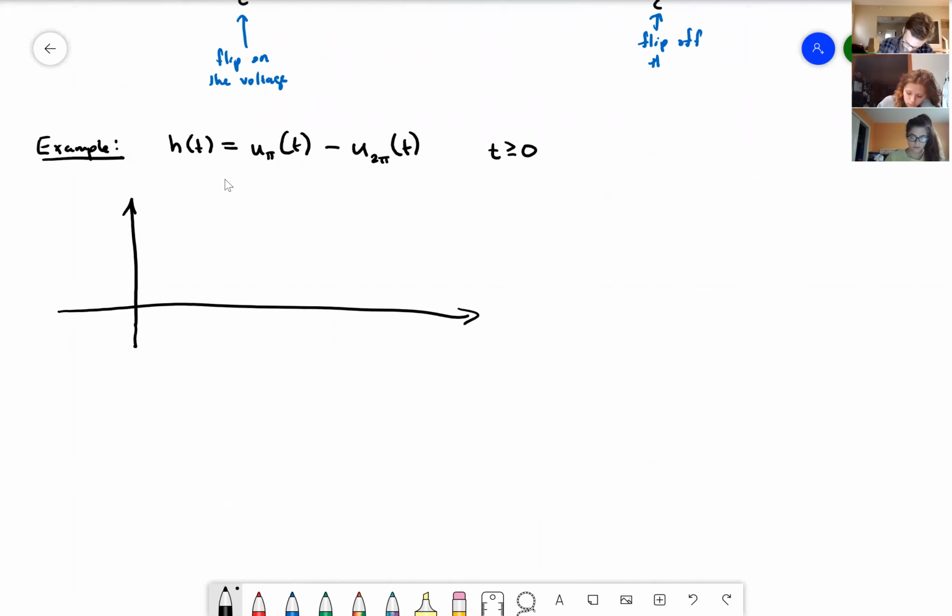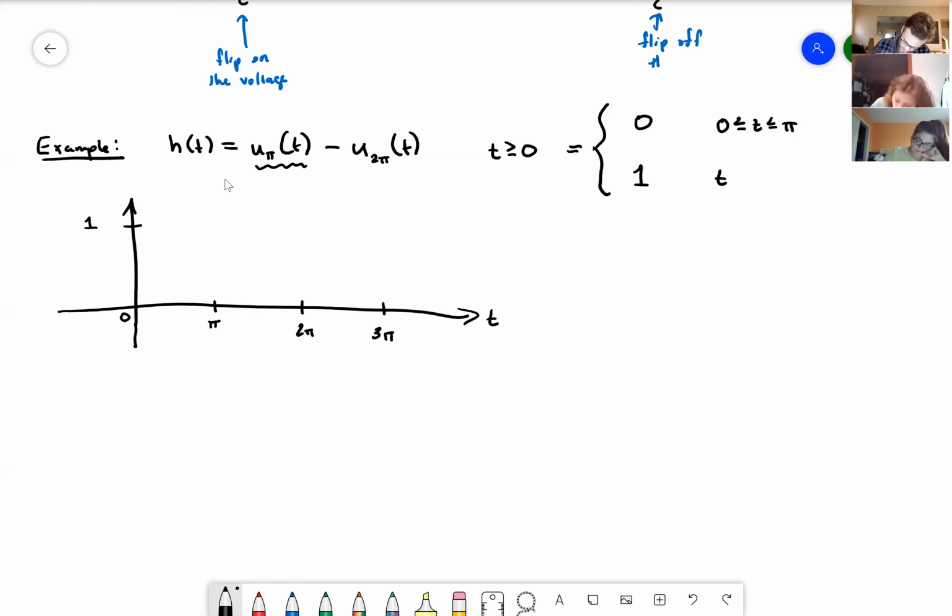So if this is t, let's say we have 0, pi, 2 pi, 3 pi, and here is 1. What does this function look like? Or let's try to figure out what this is equal to. So we have a function that's defined to be 0 up to the point t is equal to pi. So 0 when we go from 0 up to pi, and then it's 1 for t greater than pi.